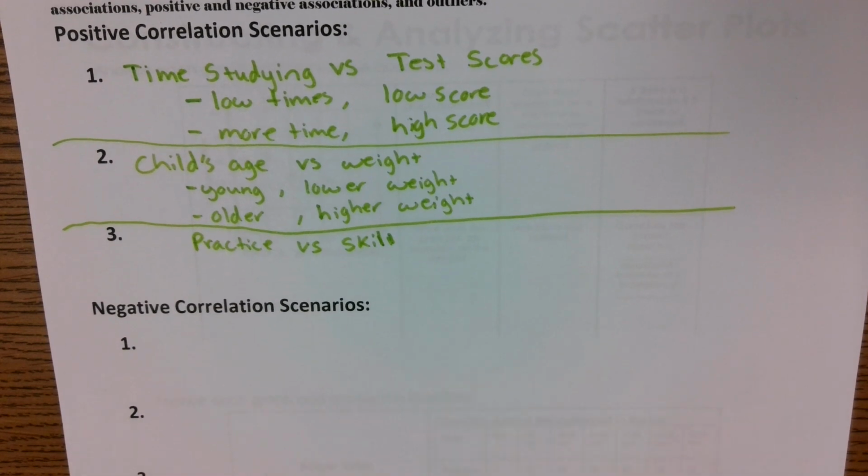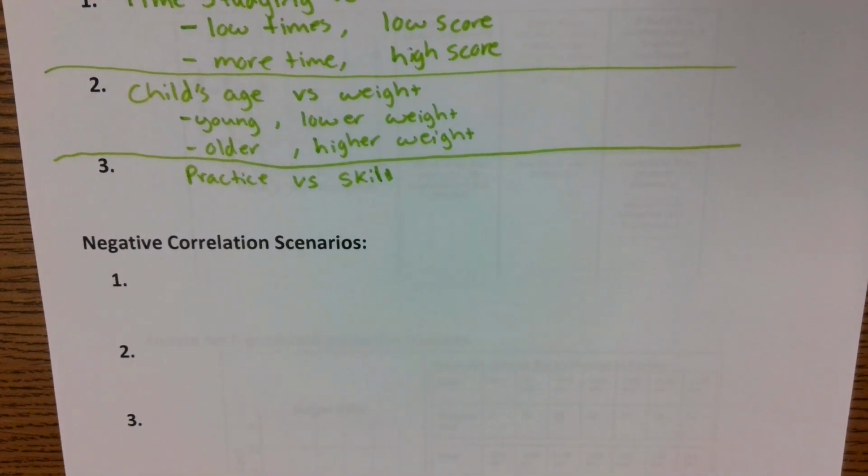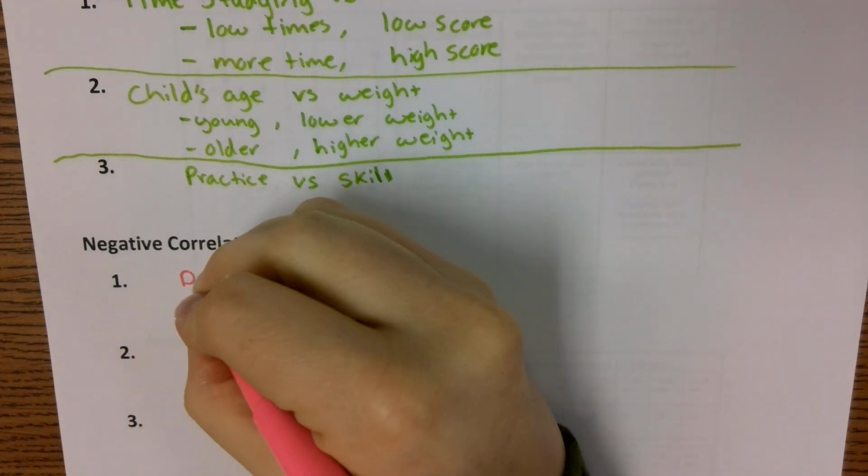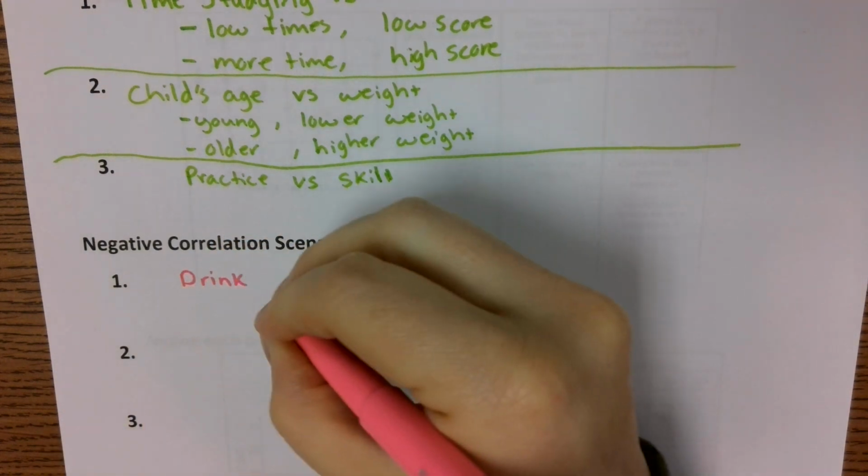Now, some negative correlations. A lot of people think, oh, negative correlation, it must be something bad. It doesn't mean that it's something bad, okay? It could be anything. So, drinking water versus how much is left in the bottle. When you don't drink a lot, you have a lot in your bottle. The more that you drink, the less that you have in your bottle. Those are called negative effects. As one is small, the other is large.